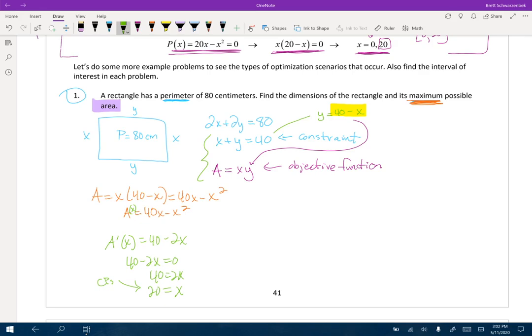What that also means is that the best possible dimension for our value of x on both sides is 20. That is the optimized value of x. Essentially, if you want to say, our optimized width for our problem. Okay, so if we have our optimized width, that means we can also find our optimized length using our y equals 40 minus x. So that's going to be equal to 40 minus 20, which is going to be 20.